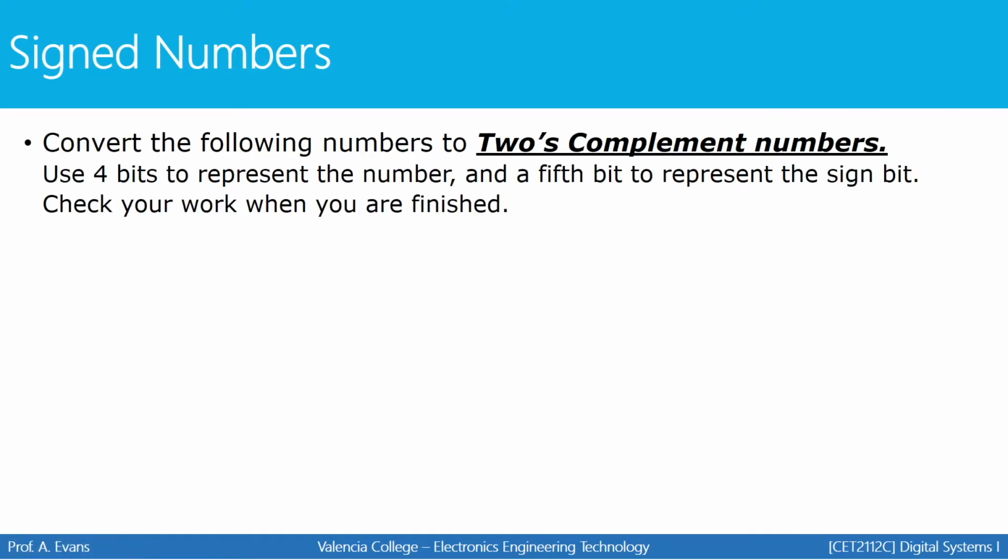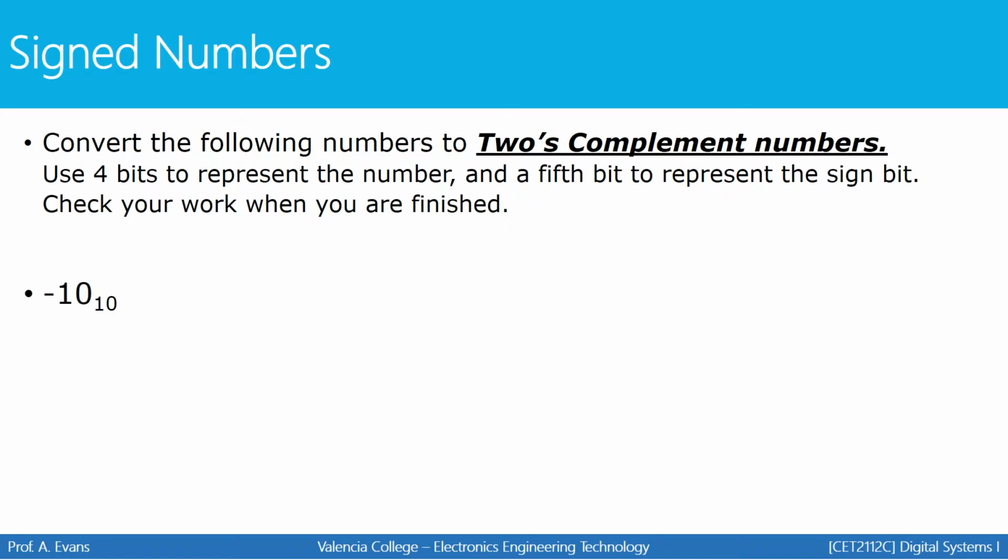So here are some examples where we're going to convert these numbers to 2's complement numbers. We're going to use 4 bits to represent the number and a 5th bit to represent the sign bit, and check our work when we're finished by using that idea that the first bit has a negative value. We're going to start with the number -10.